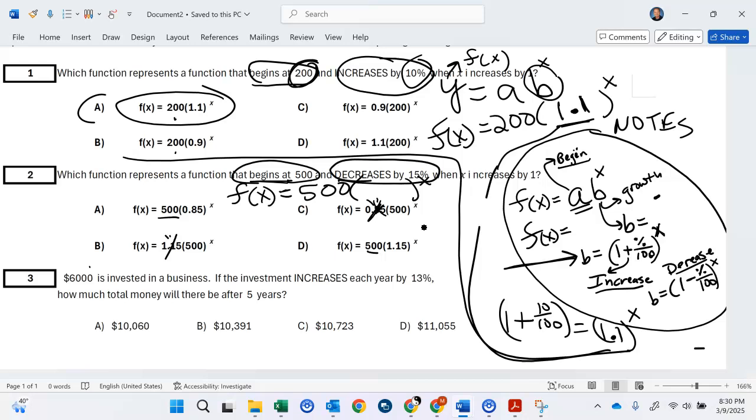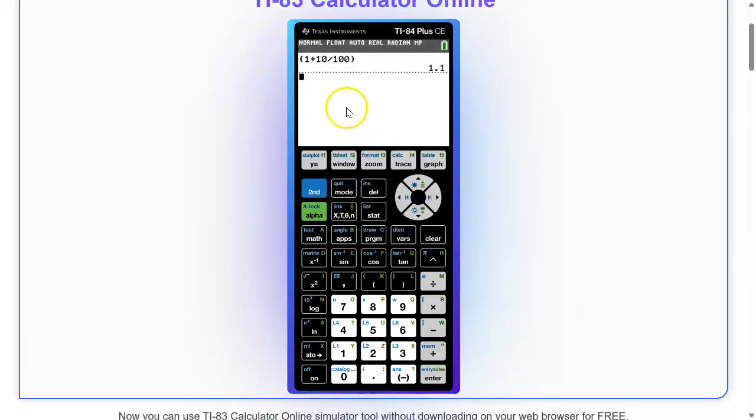So we have to go parenthesis 1 minus, for the decrease is minus, okay? And then 15 divided by 100, to the power of x. So we do the same thing in our calculator. So we go parentheses 1 minus 15 divided by 100, parenthesis, enter, is 0.85, okay?